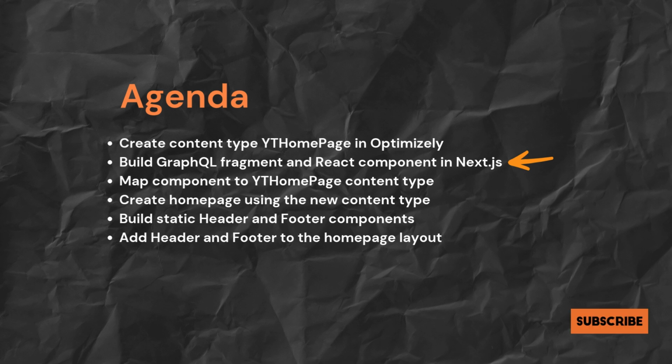Then I'll build a GraphQL fragment and a React component for it in my Next.js frontend. Then I will map that component to the YT homepage content type so it renders the right data. After that, I'll use this setup to create the homepage for the new website in Optimizely. Since the page doesn't have the header or footer yet, I'll create a new static header and footer components. And finally, I'll add them to the page to complete the layout.